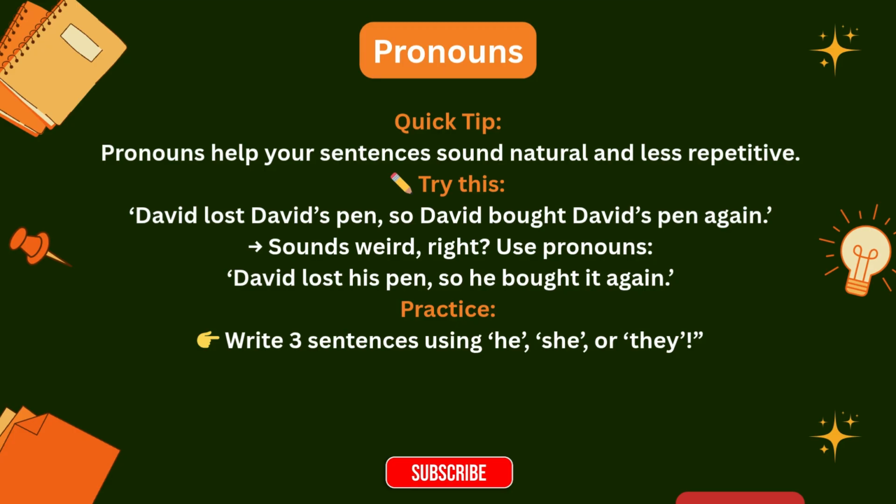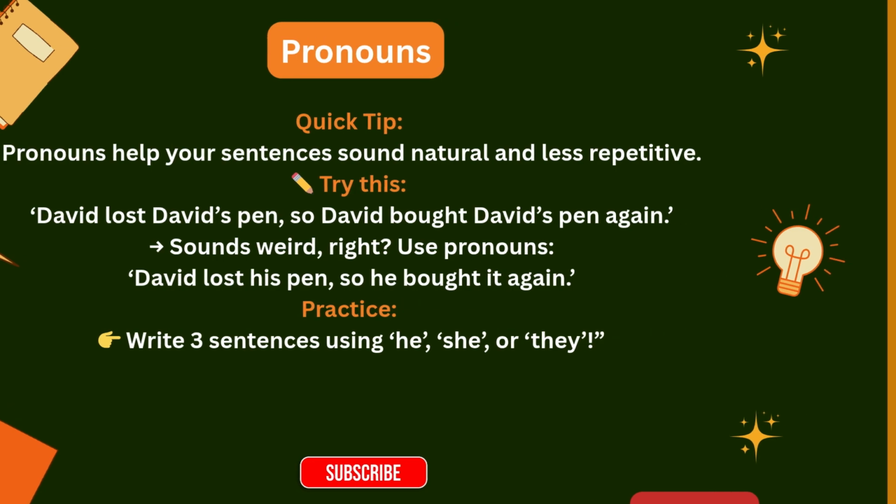Try this. David lost David's pen, so David bought David's pen again. Sounds weird, right? Use pronouns. David lost his pen, so he bought it again. Practice. Write 3 sentences using he, she, or they.